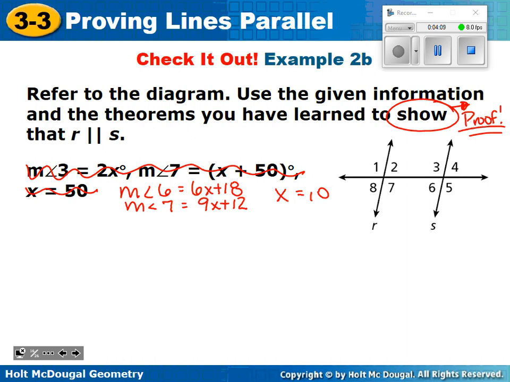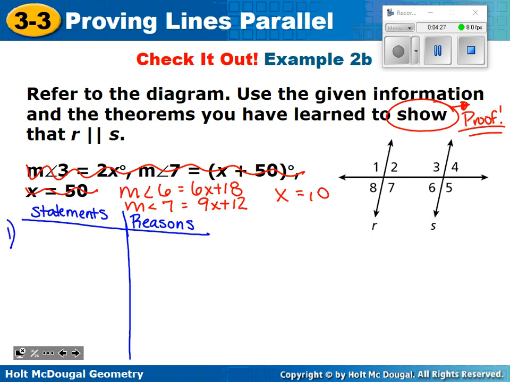Okay, so first thing we'll do is draw our 2 columns. Left side should be labeled statements. Right side should be reasons. And just like we did last class period, we will write all of that given down in our first statement. So we have measure angle 6 equals 6x plus 18 degrees. Measure of angle 7 is equal to 9x plus 12 degrees. And x is equal to 10. Good grief. And given.